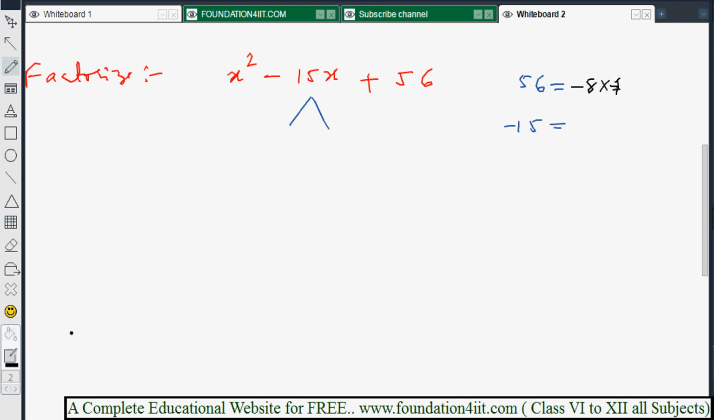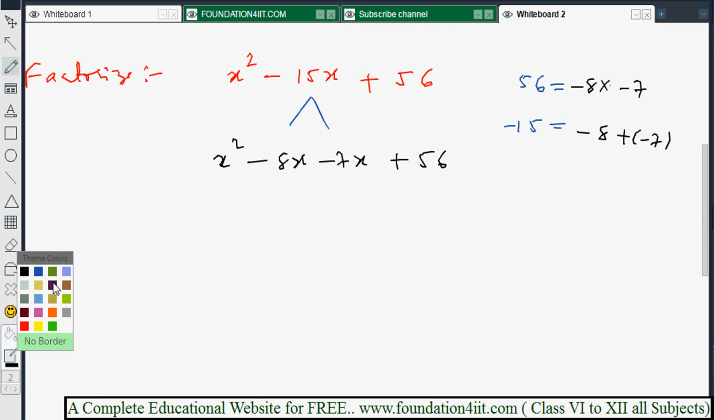That is minus 8 into minus 7, right? And minus 8 plus minus 7 is minus 15, exactly matching. That's it. So now we can write x square, in the place of minus 15 we can write minus 8x minus 7x. I am taking that step instead of an extra step, plus this 56 as it is. Otherwise you can write minus 8 into minus 7 also, so you will get the same answer.